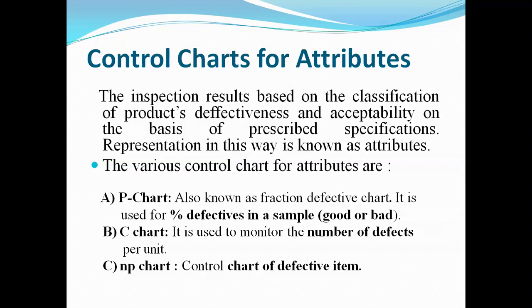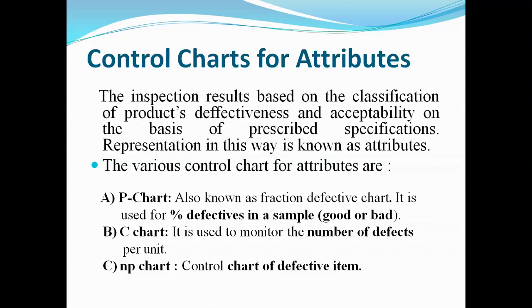Now, as we discussed earlier, when the suppliers supply the lot onto the manufacturing site, the manufacturers have to take a certain decision. The decision will be in the form of yes or no, meaning acceptance of the lot or rejection of the lot. So for the acceptance and rejection, what the manufacturer basically does is he counts the number of defects. So here it is mentioned that the result is based on the product defectiveness and acceptability on the basis of prescribed specification. Prescribed specification means that the product will lie within certain limits.